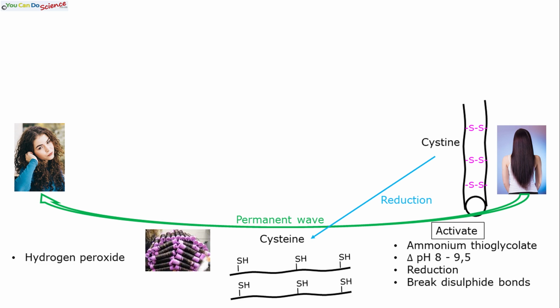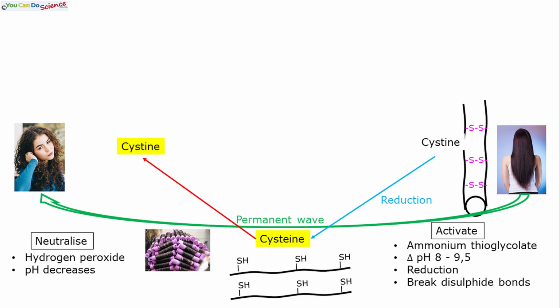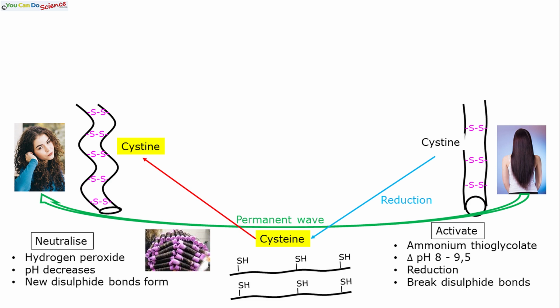To stop the process, hydrogen peroxide is added, which will lower the pH, and the reaction is neutralized. The cysteine changes back to cystine, where new disulfide bonds form that will remain. The forming of disulfide bonds is an oxidation process.